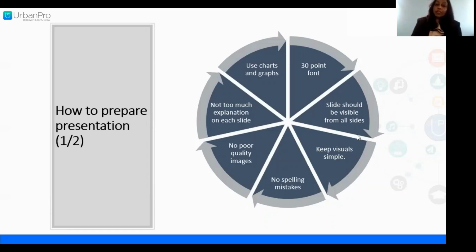There should not be much explanation on each slide. So keep the slide simple, keep bullet points and explain on the bullet points. You should not write the complete explanation on the slide itself, because that will make it look very crowded, and also it will look very boring. So you keep the bullet points on the slide and then you explain about it.